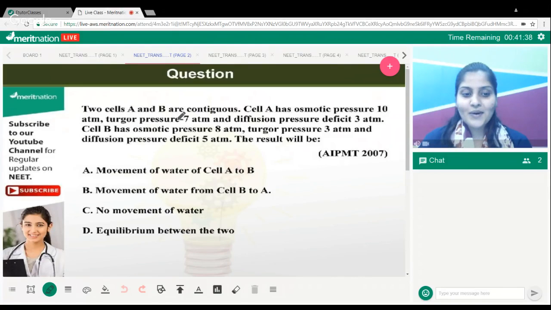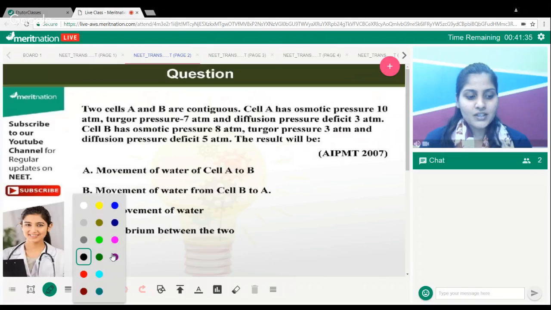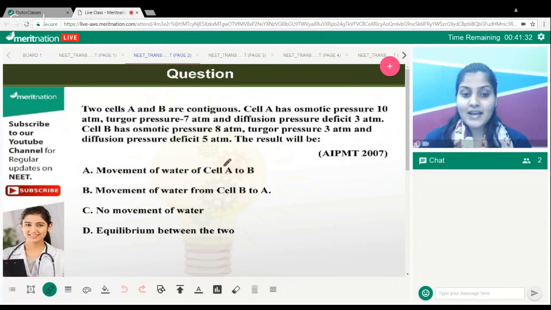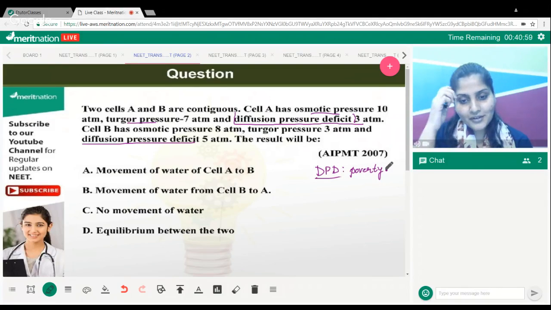Now this question is about osmosis, and it happens to be about the diffusion pressure deficit. In the given question, it is showing you different values of turgor pressure, osmotic pressure, and DPD. I am giving you a hint: you've got to look into the DPD. Remember this every time you solve such questions and DPD is there. I'll explain that.